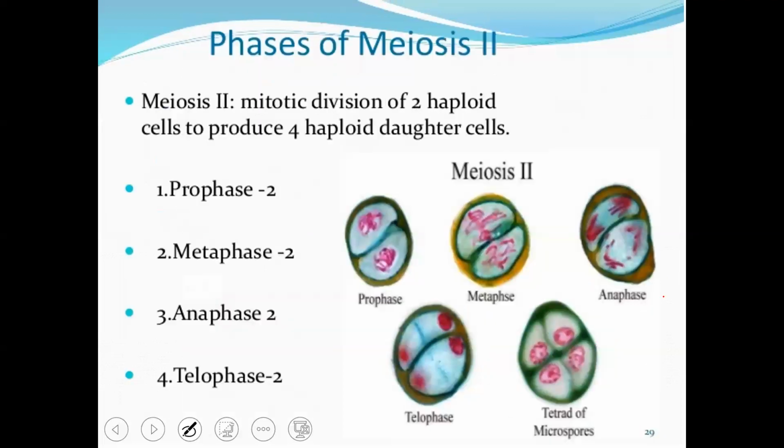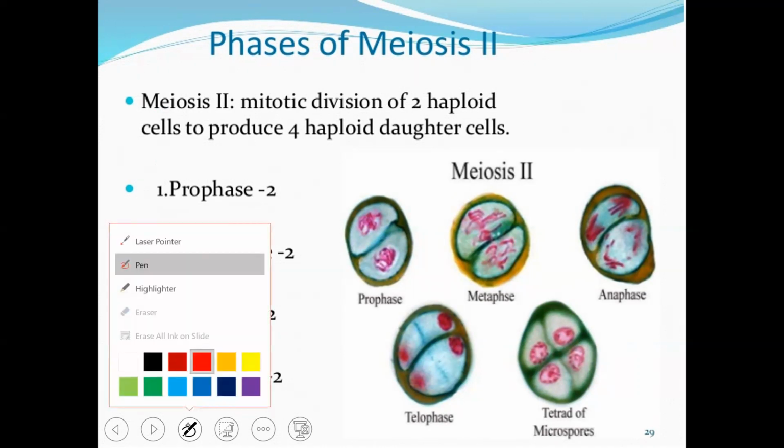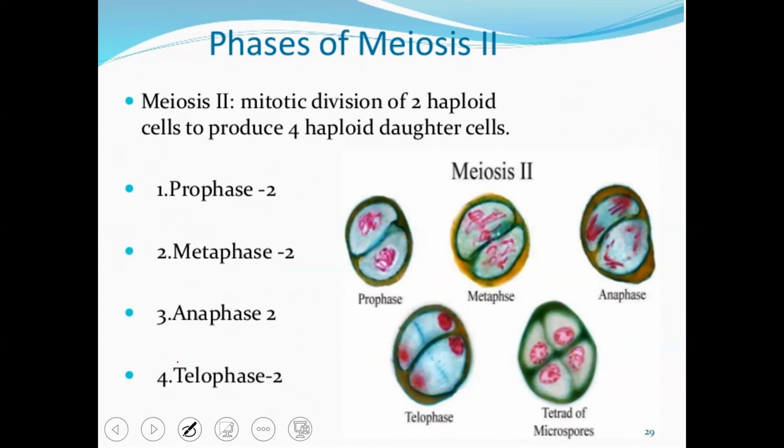Next is meiosis 2. The phases of meiosis 2 include prophase 2, metaphase 2, anaphase 2, and telophase 2. Earlier, meiosis 1 was also called reductional division. In particular, meiosis overall is called reductional division because there is a reduction in the number of chromosomes from the parental cell to the daughter progeny.